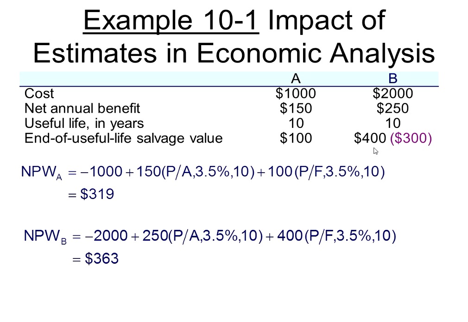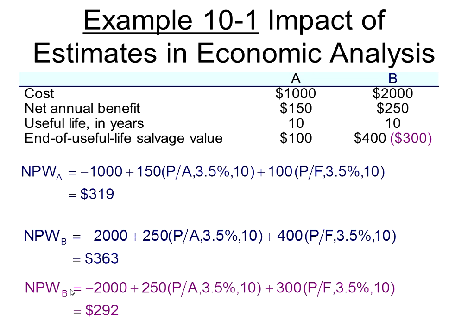Well, what if our estimate of this future benefit, the salvage value at the end of 10 years, was incorrect? Rather than having 400, what actually is going to happen is that we only get 300 out of it at the end of useful life. What if that happens? We can compute it the same way as we computed before. The only difference is that here we're using 300 rather than 400, because this is a better estimate.